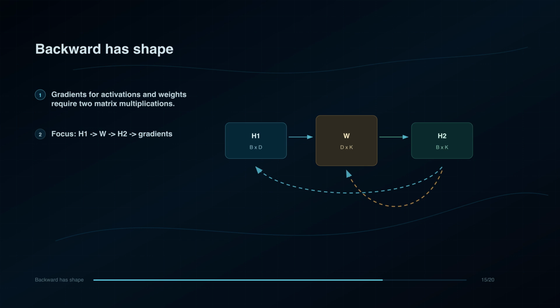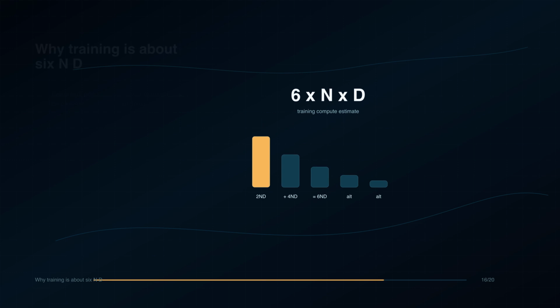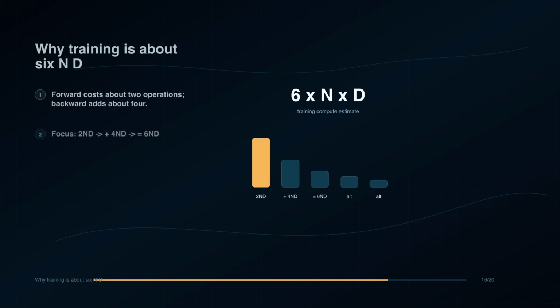Suppose h1 has shape 64 by 4096, and w has shape 4096 by 11008. h2 then has shape 64 by 11008. The incoming gradient also has shape 64 by 11008. Multiplying it by w transposed produces 64 by 4096, exactly h1's shape. Combining h1 transposed with the incoming gradient produces 4096 by 11008, exactly w's shape. You do not need to memorize the formulas. Demand the correct destination shape, identify the shared axis, and the transpose becomes much easier to reconstruct.